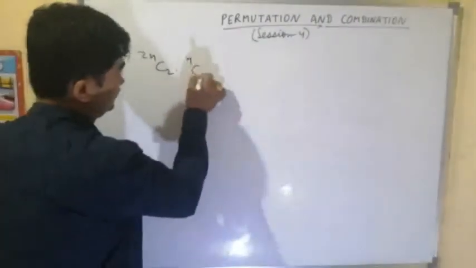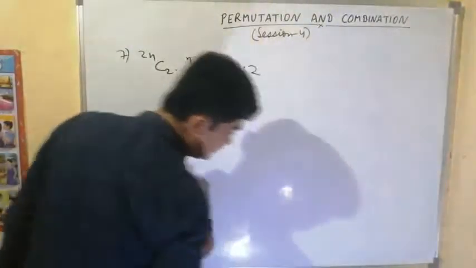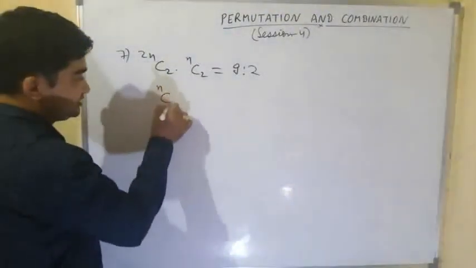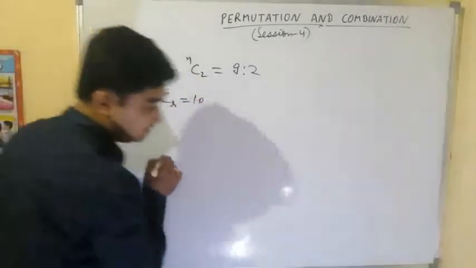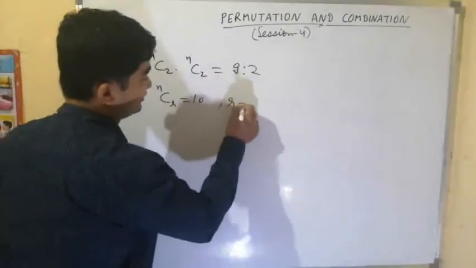nC2 is equal to 9 is to 2. Then we have to find what is nCr is 10. It is given nCr is 10. And we have to find what is r. We have to find what is r.